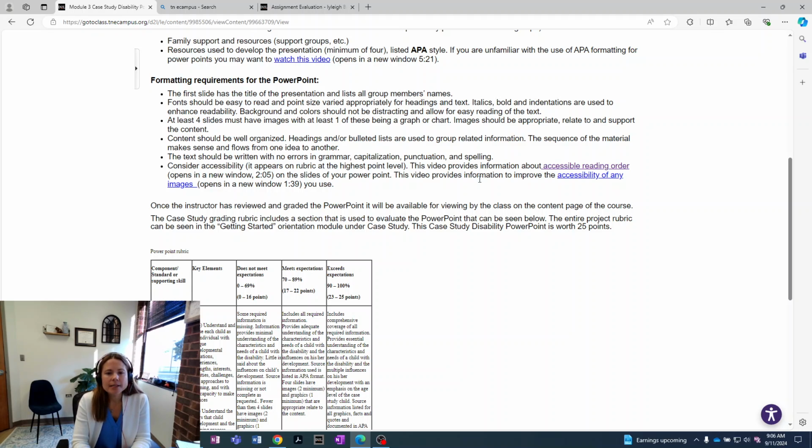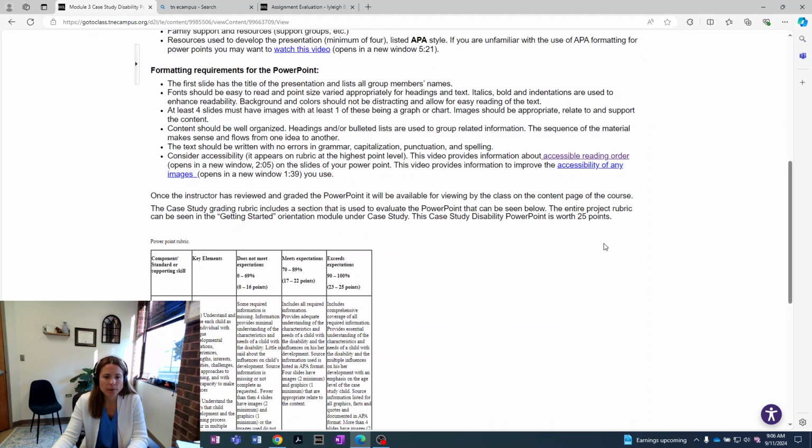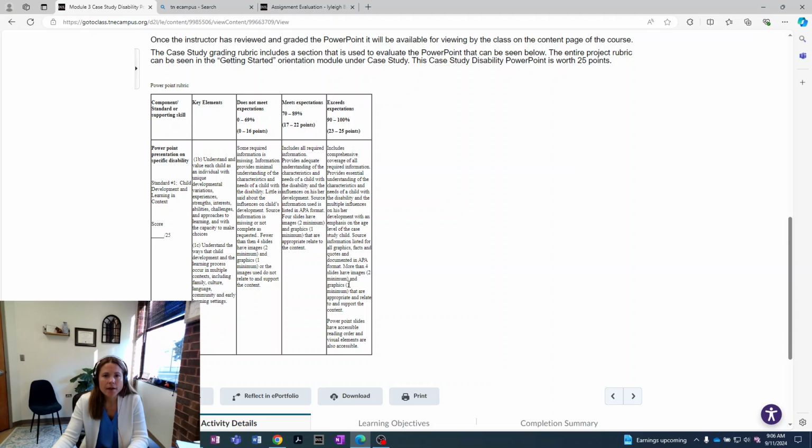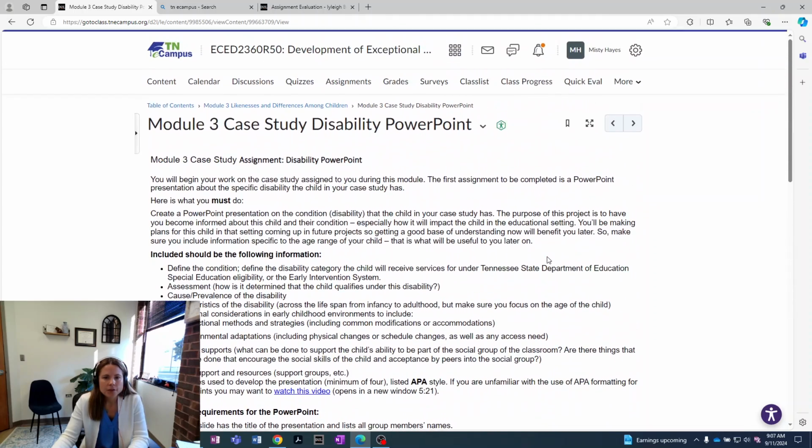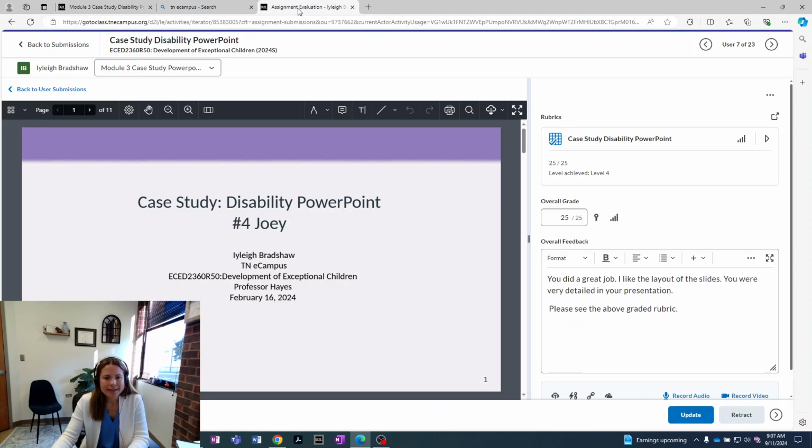Now, throughout the semester, I said you're going to work on the project, right? So this project here, as part of the overall case study project, this part is 25 points. I have a rubric here for you that you could look at to see what I'm expecting of you and then how you're going to be graded on your points. So let me go ahead and pull up an example so you can see what I'm talking about.